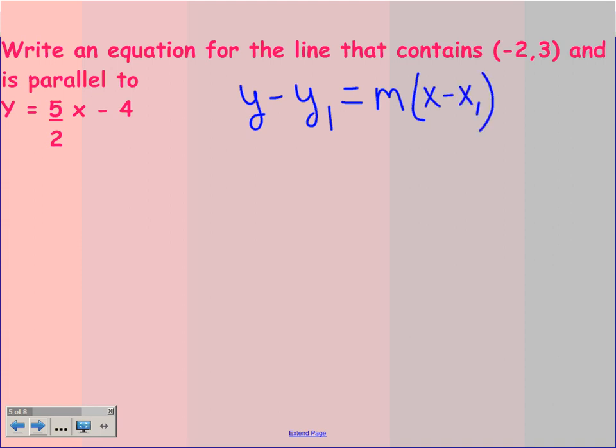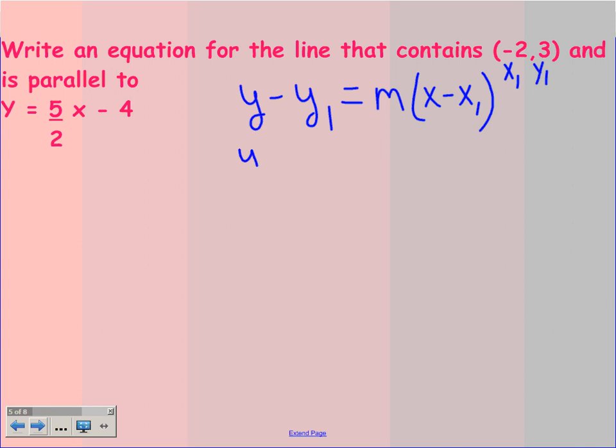As far as the point is concerned, negative 2 is my first x coordinate and 3 is my first y coordinate. In this case, I'm only given one ordered pair. If you were given two ordered pairs, then you might have to solve for m. But in this case, we're given the equation and we're given the point, so we're just going to use point-slope form in order to substitute in.